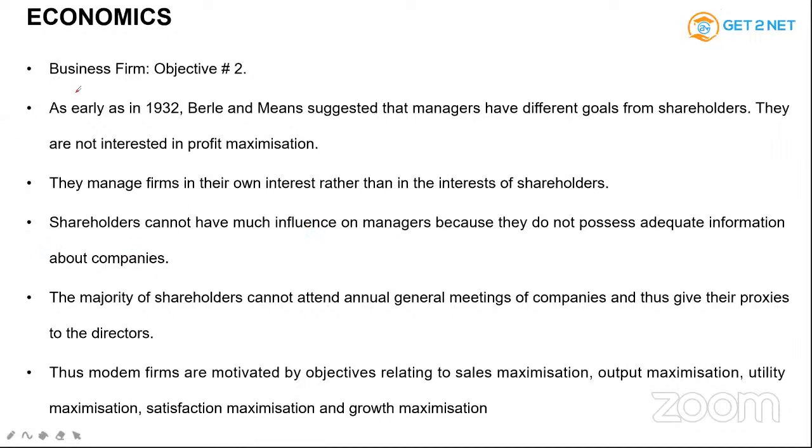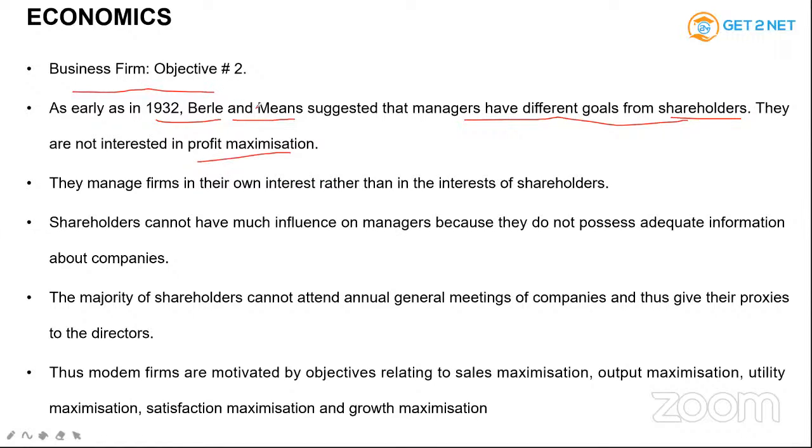Now what is the second objective? The second objective is shareholders. Look at what is written here: in 1932, Berle and Means suggested that managers have different goals from shareholders. Now, who are shareholders? Those people who are having shares in the company. Now, who are stakeholders? Any person who is getting some vested interest from the company is known as a stakeholder. So they are not interested only in profit maximization.